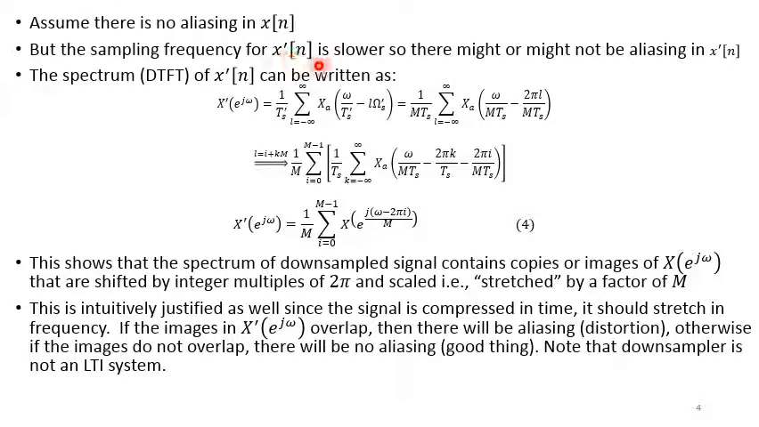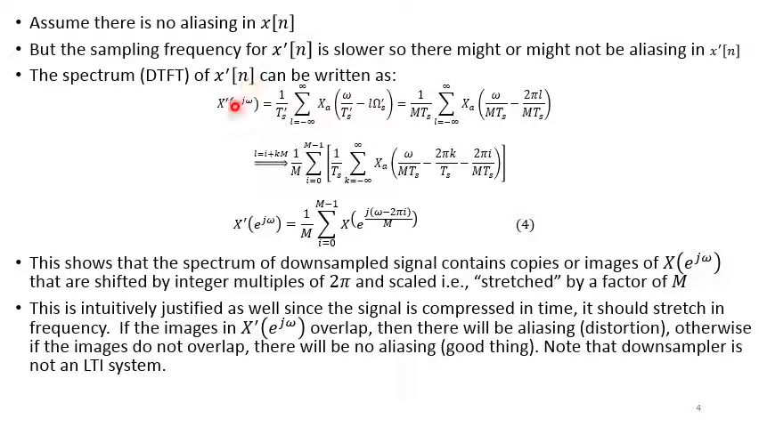So the new signal produced, x prime of n, will be slower, so there might or might not be aliasing in x prime of n, depending upon the highest frequency present in x prime of n and the sampling rate. So if it meets the required criteria of the Nyquist, in that case there will be no aliasing. But if it doesn't meet the criteria, then it might contain aliasing, right?